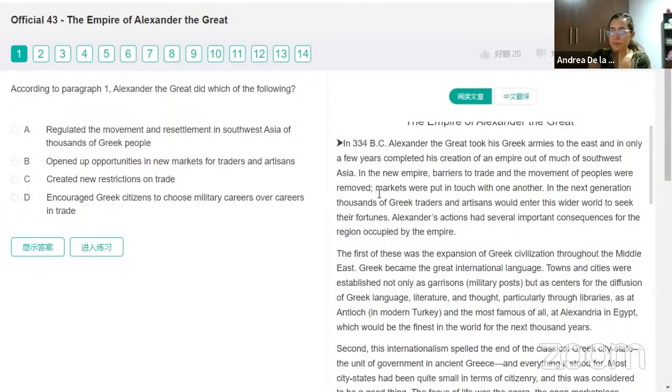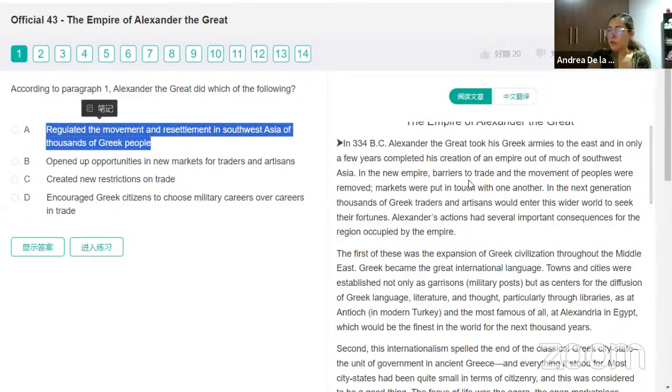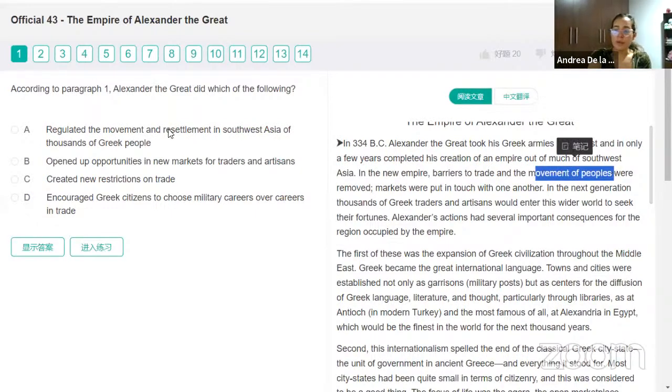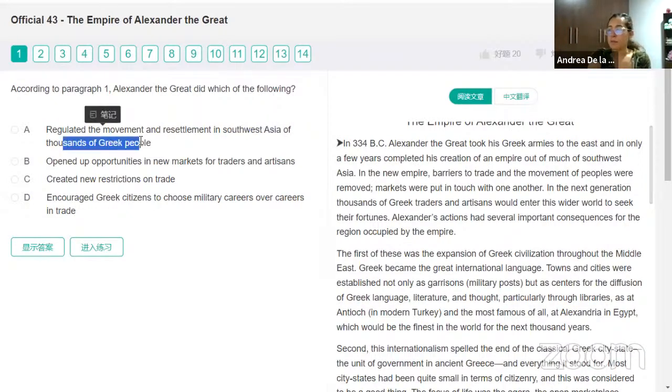Todo eso fue eliminado. Ahora la opción A parece que dice algo así porque tenemos movement, ¿no? Pero si leemos bien dice regulated, no dice removed, ¿no? Regulated y removed no es lo mismo. Y dice regulated the movement and resettlement in Southwest Asia of thousands of great people. No es lo que dice nuestra oración, ¿no? Porque nuestra oración decía removed the movement of peoples. Entonces no habla nada sobre el resettlement, no habla nada de in Southwest Asia, no dice dónde, y no dice de Greek people, ¿no? Solo dice de las personas. Entonces regulated tampoco es lo mismo que removed. Así que no es A. Al menos por esta oración no es, ¿no?